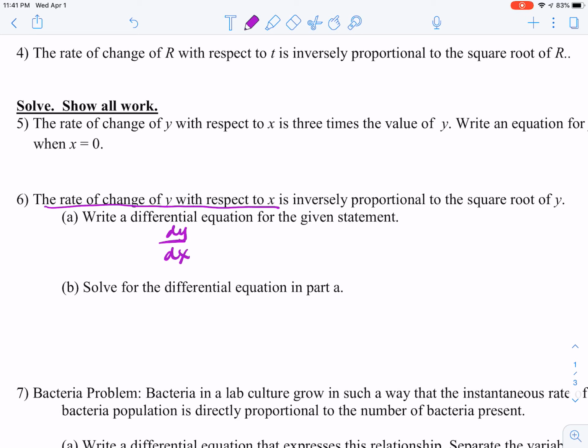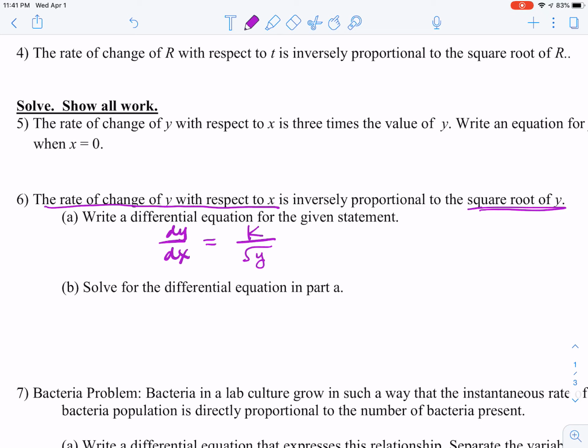It's inversely proportional. Whenever it's inversely proportional, your constant of proportionality goes on top, and then you read what it's inversely proportional to. This is going to go on the bottom, the square root of y. And so that's all we do to write it. That's writing a differential equation.